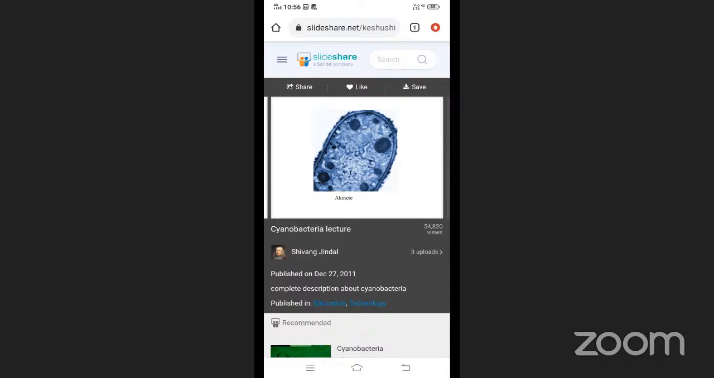Inside the cells, some phycobilins are there, along with chlorophyll A and chlorophyll B. Some carbohydrates are there. Okay, so here, on page number 76, you see this Nostoc picture, the diagram. See that chain-like structures are there.